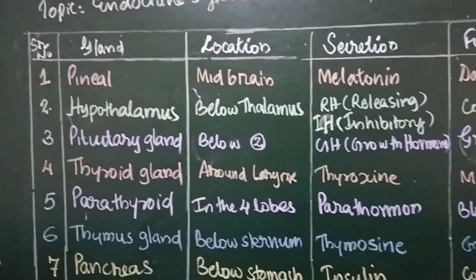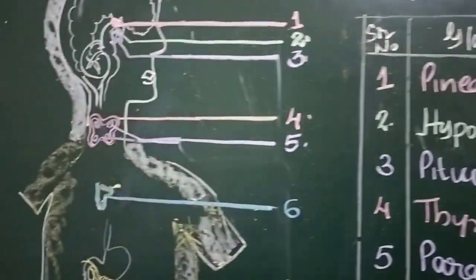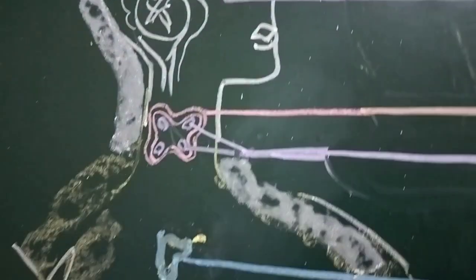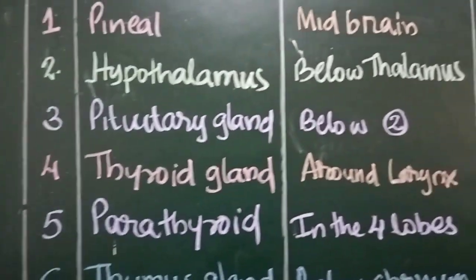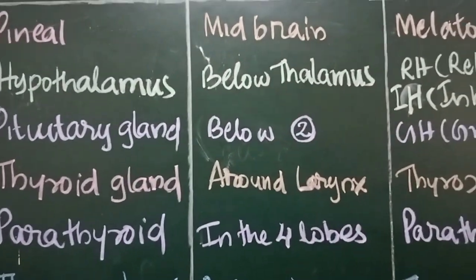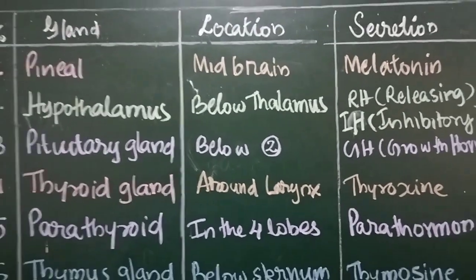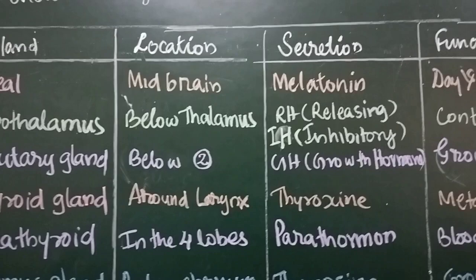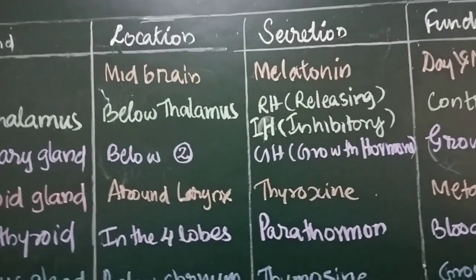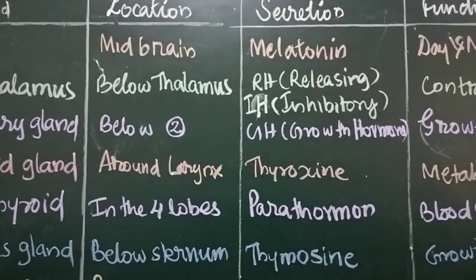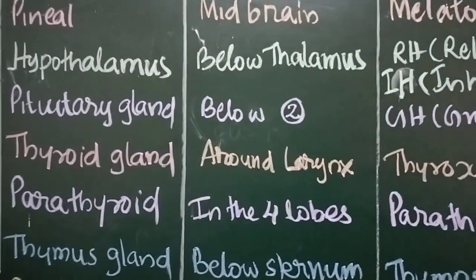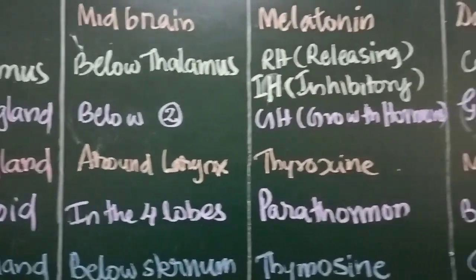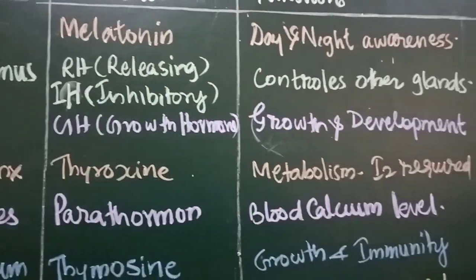Coming to the fourth gland, which is located in the neck region, having butterfly wing-like structures, known as the thyroid gland. You might have observed thyroid swelling on your throat, and sometimes you have gargled salt water to recover from the pain. So it secretes thyroxine, and it is located around the larynx, the voice box, and the thyroxine will be helping in metabolism.